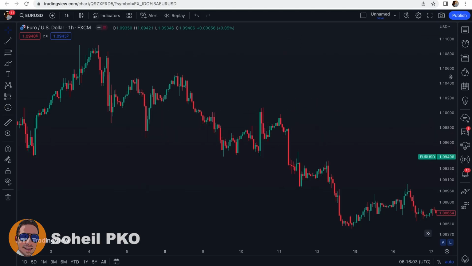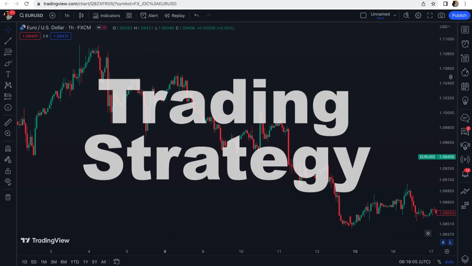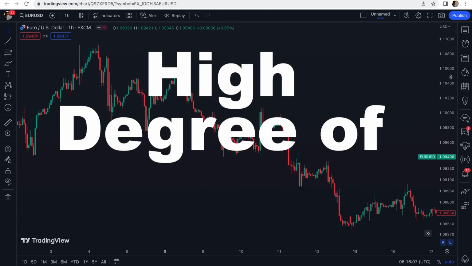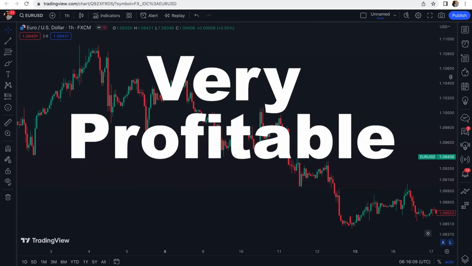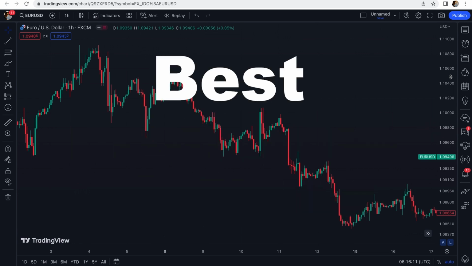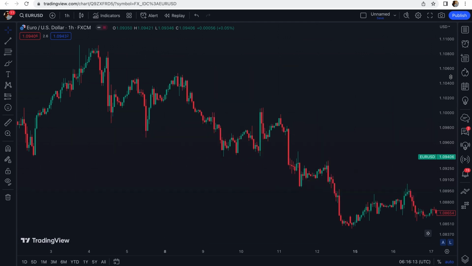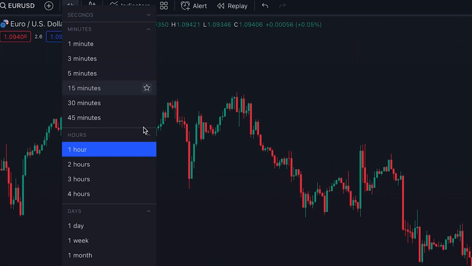Sohail here, and today I want to teach you a trading strategy that is very easy with a high degree of accuracy. This is a very profitable strategy and it helps you to find the best trading opportunities in the market. This trading strategy is run on the 1 hour time frame. So here we set the chart time frame on 1 hour.